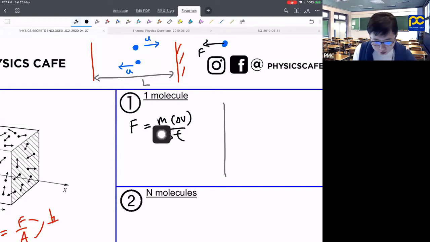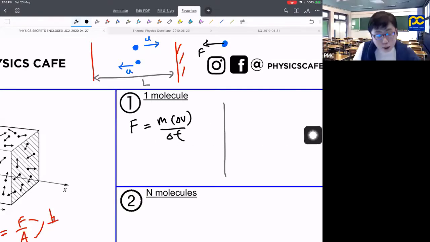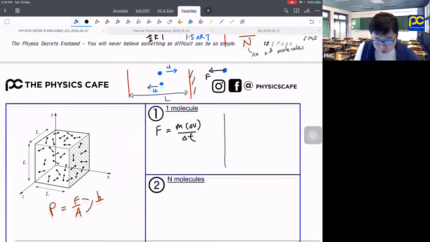Evangeline, this mass is the mass of one molecule or is it the mass of the gas? Mass of the gas means the total mass of all the molecules. What do you think, Evangeline? One molecule. You know that in this chapter, I'm very particular about big M and small m, right? So big M, I reserve it for the mass of the gas.